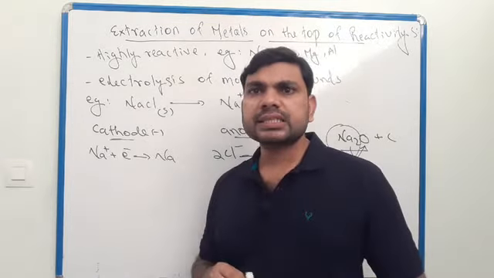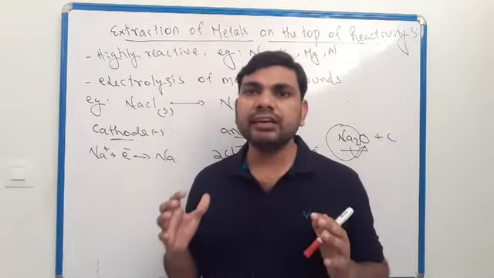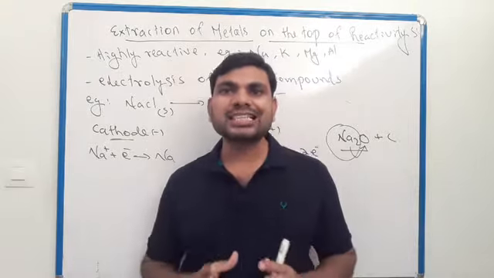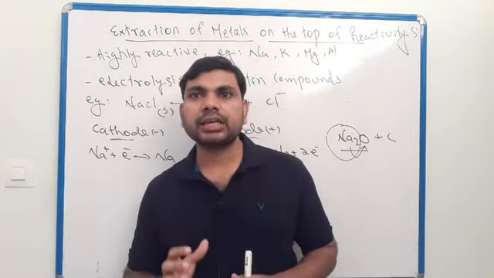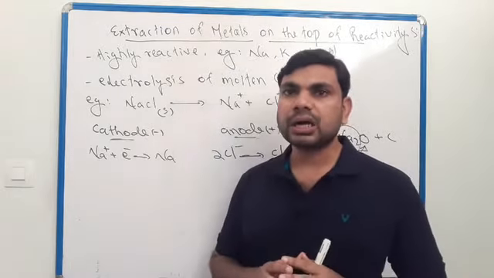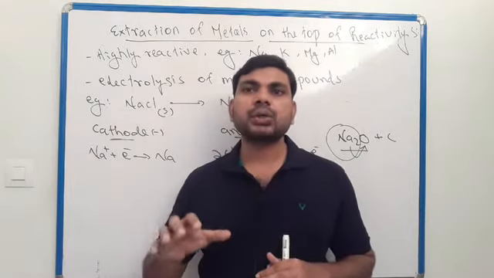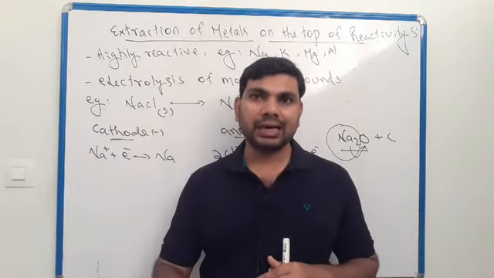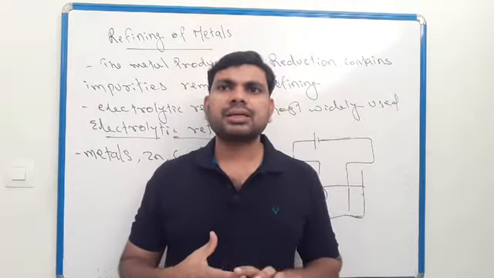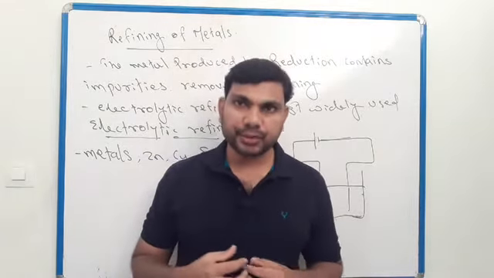So here we discussed that metals on the top of the reactivity series are highly reactive. We have to conduct electrolysis of the molten compound. After passing electricity, positively charged metal ions will deposit at the cathode. Clear? Next, we have to understand the third step of extraction of metals, refining of metals.